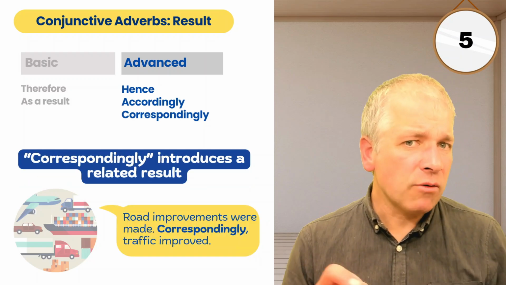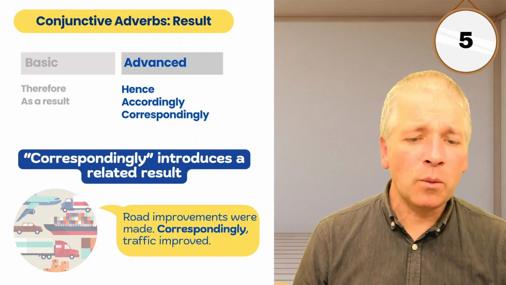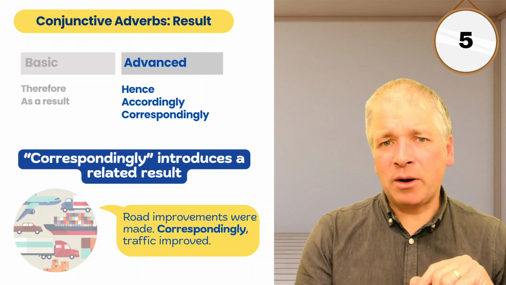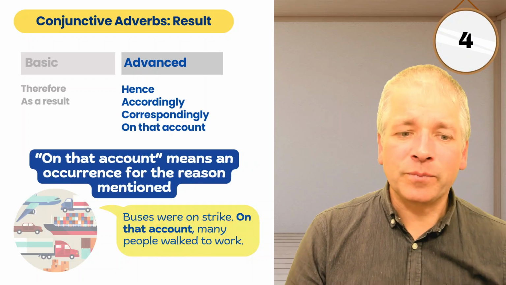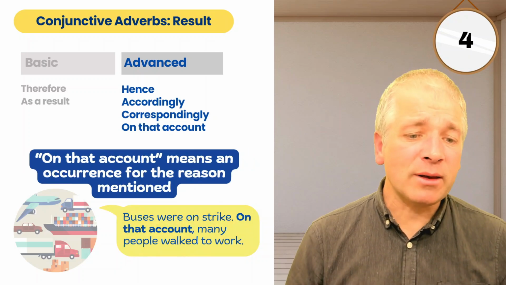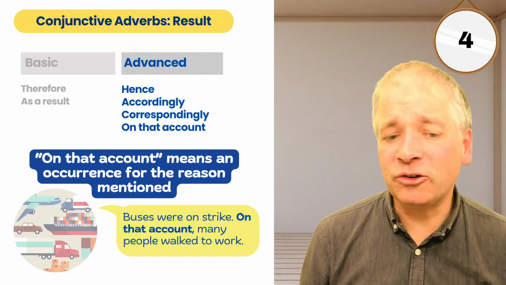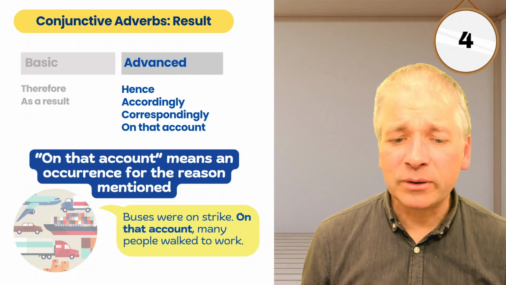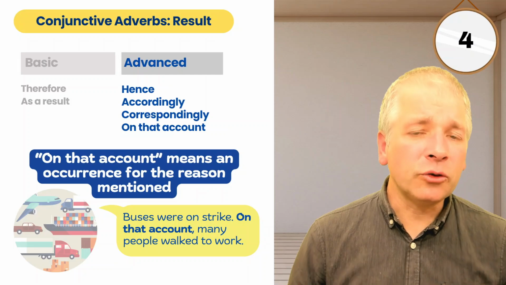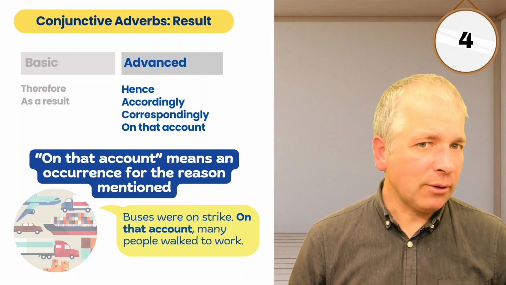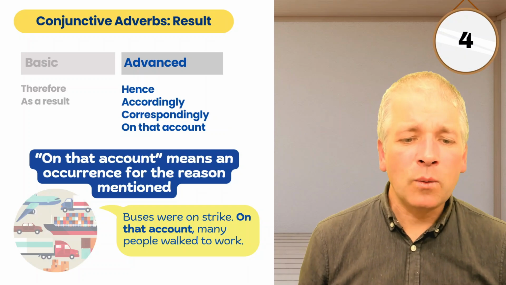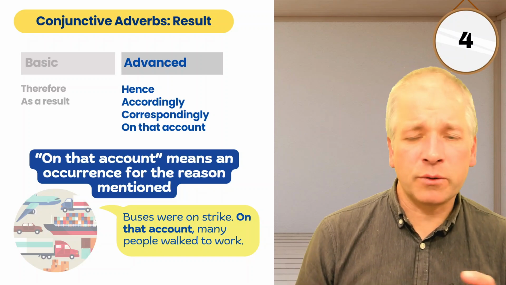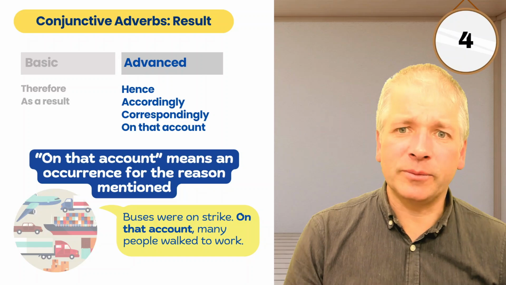Correspondingly introduces a related result. Road improvements were made. Correspondingly, traffic improved. There was a relationship between the two parts leading to that particular result. And on that account means an occurrence for the reason mentioned. Buses were on strike. On that account, many people walked to work. So on that account here introduces a separate sentence with a connection to the first sentence. So the first sentence was the reason why the second bit happened.